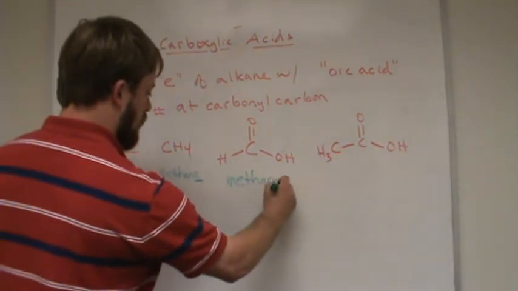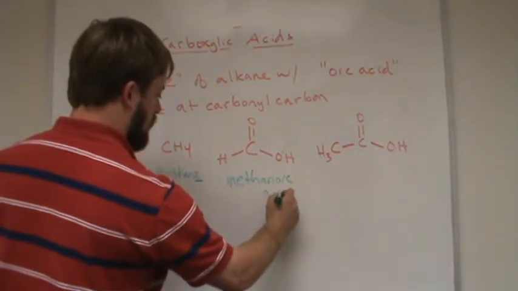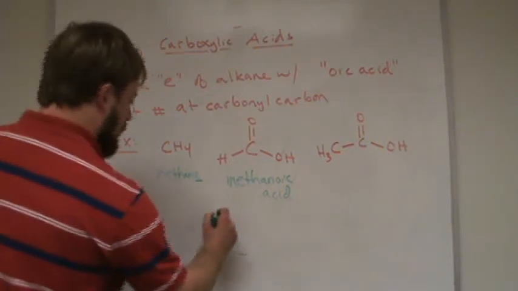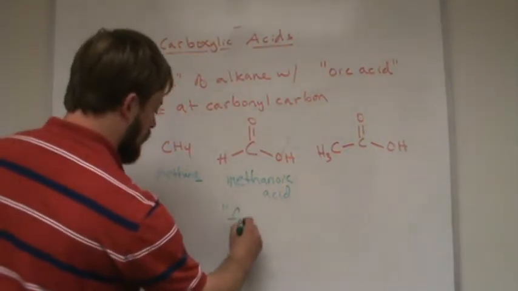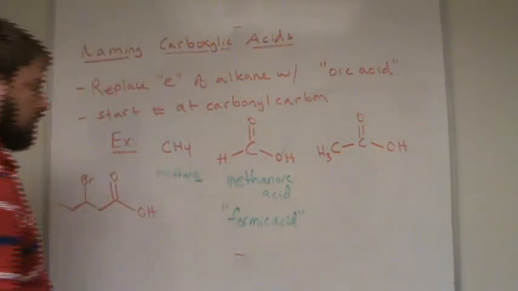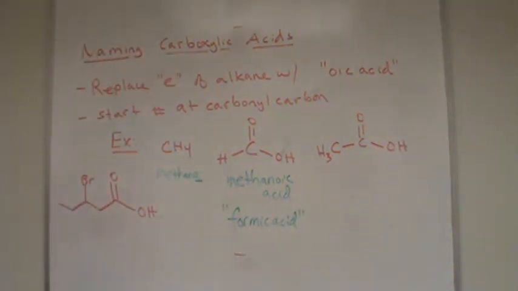methanoic acid. Okay, methanoic acid. IUPAC naming is what we want to go by, but at least for methanoic acid and ethanoic acid, I want you to know the common name as well. So the common name here is formic acid. Okay, methanoic acid or formic acid.